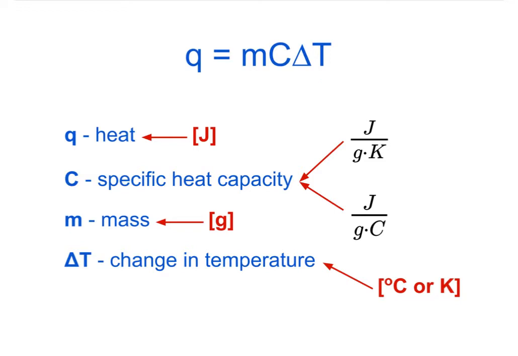Don't forget to keep track of units. The heat is measured in joules. Specific heat capacity is measured in joules per gram per Kelvin or in joules per gram per degree Celsius. Mass is measured in grams, and the change in temperature will be measured in degrees Celsius or in kelvins.